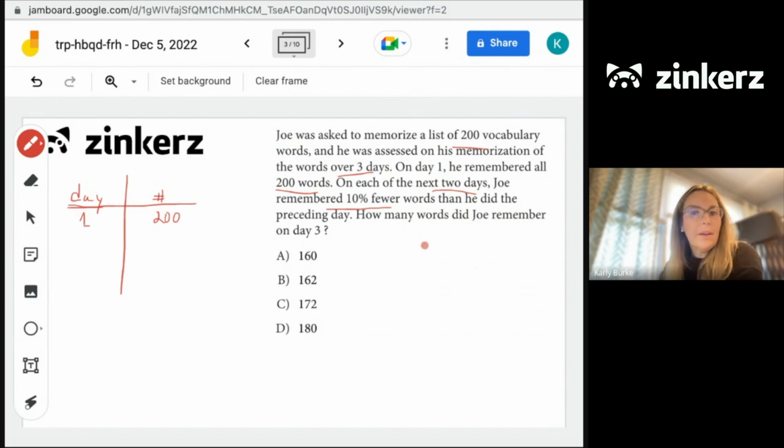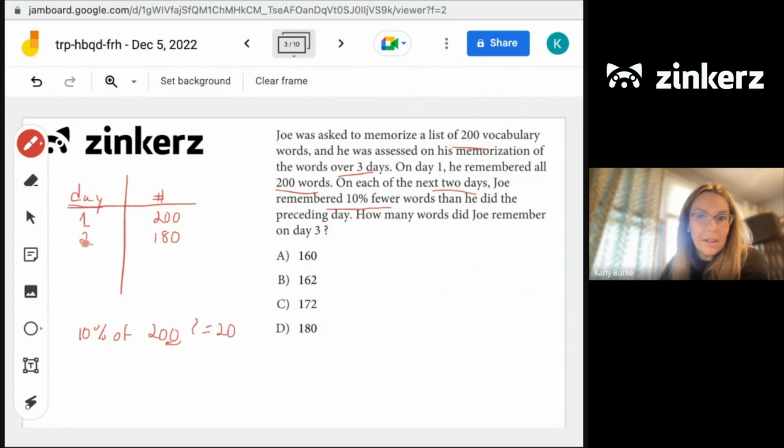All right, so how are you going to do this? There's actually 2 options. You can figure out what 10% of 200 is. So 10% of 200, a lot of people have the nice little trick where you just move the decimal over. So 10% of 200 is 20. Now remember, this is 10% fewer, so you have to do 200 minus 20, which gives you 180.